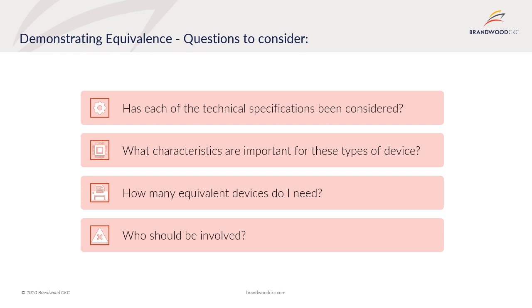So who should be involved? I think this is a really important one because, like I mentioned before about the specifications, this is really a team effort. So getting your engineering team involved, getting your marketing team involved, as well as your regulatory and clinical, will allow you to provide a really solid equivalence table or a really solid substantial equivalence. They are able to provide different insights and contribute in ways that the regulatory team alone may not consider.